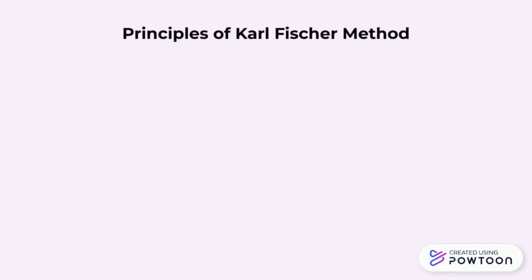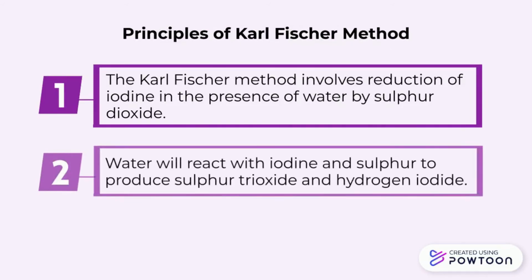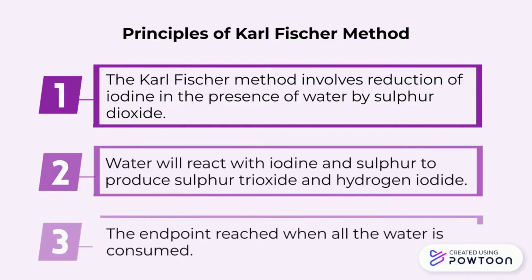The principle of the Karl Fischer method involves reduction of iodine in the presence of water by sulfur dioxide. Then, water will react with iodine and sulfur dioxide to produce sulfur trioxide and hydrogen iodide. The endpoint is reached when all the water is consumed.